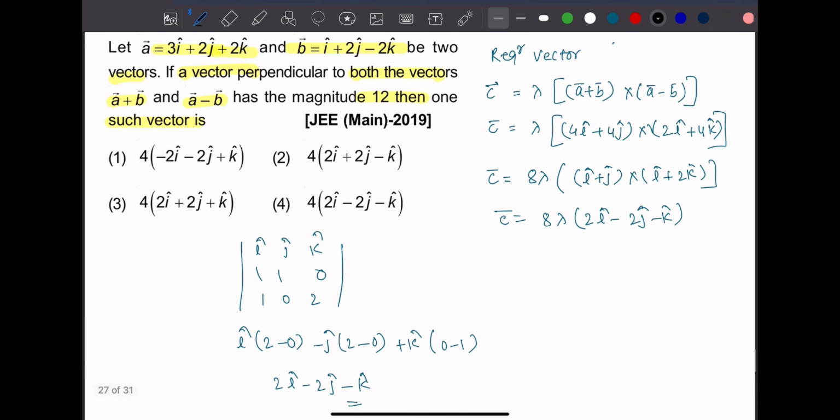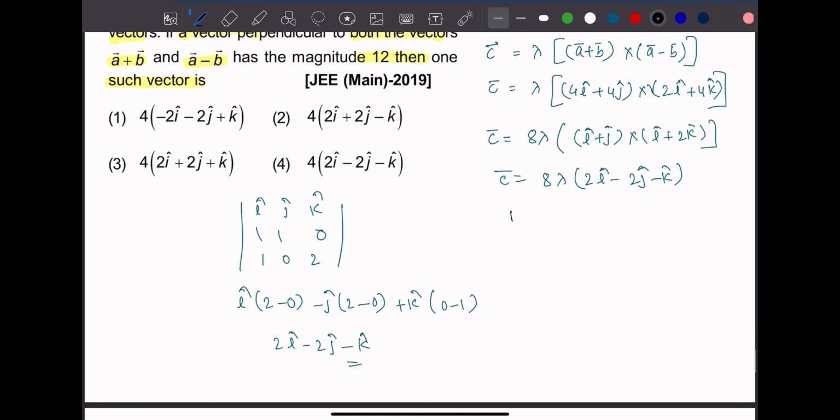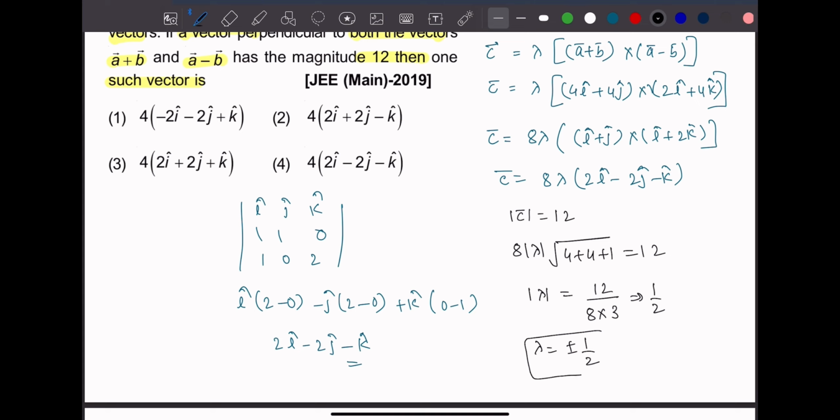12. So magnitude of c is given 12, which means we have 8 magnitude of lambda root over 4 plus 4 plus 1 is equal to 12. Okay, so magnitude of lambda we are getting 12 divided by 8 multiplied by 3, that is 1 by 2. So we get two possible values of lambda here, and these possible values are lambda is equal to plus and minus 1 by 2.